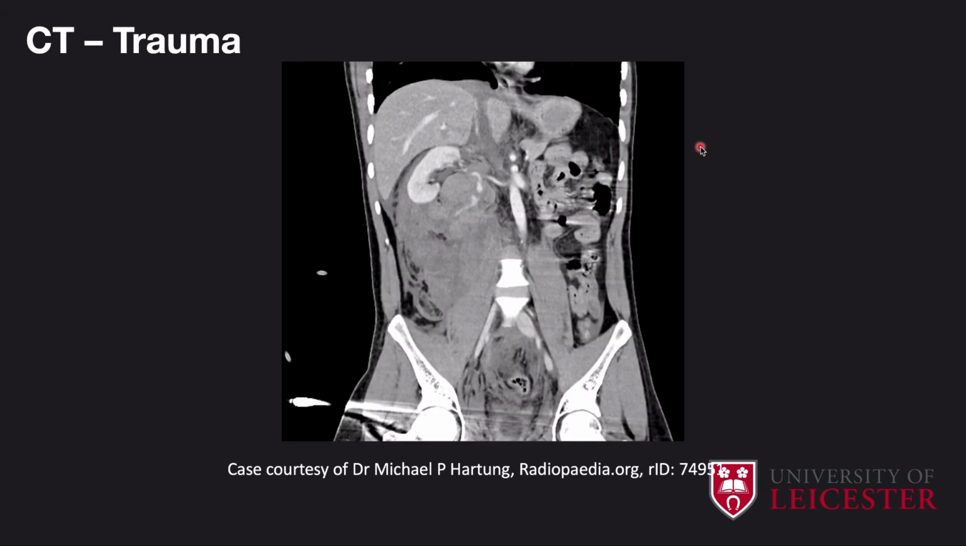CT is also used in the trauma setting. This patient was involved in a road traffic accident. He has a large retroperitoneal hematoma seen here. It is pushing the kidney away. And if we follow the renal arteries here, we can see there is damage and there is active bleeding into the hematoma.